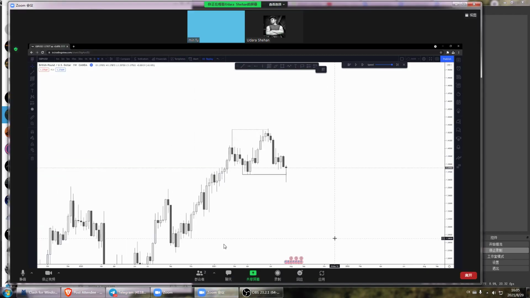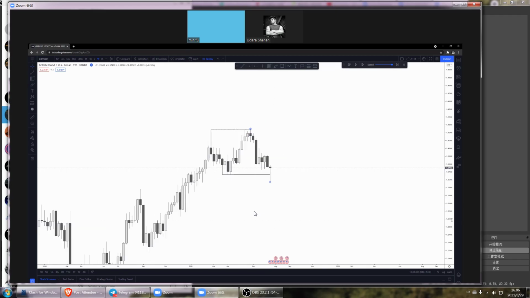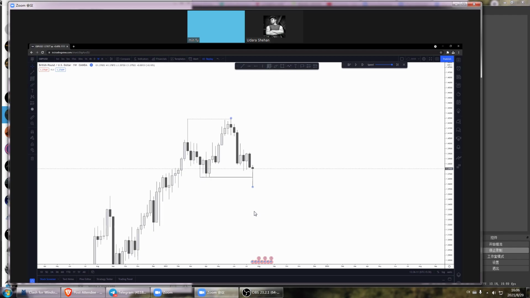Then on the weekly time frame, our current trading range is from this high right here to this low right here. That is our current trading range on the weekly. Then what we do is we look for discount and premium prices, from this high to this low.